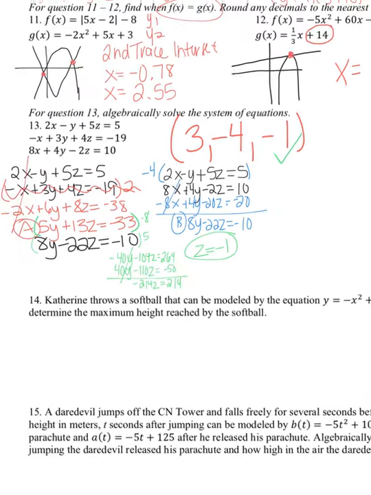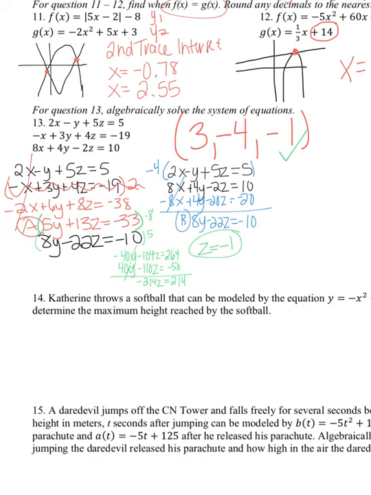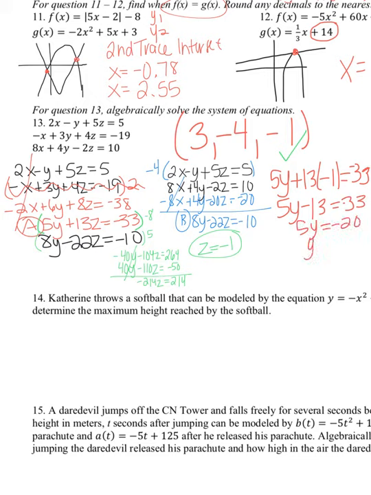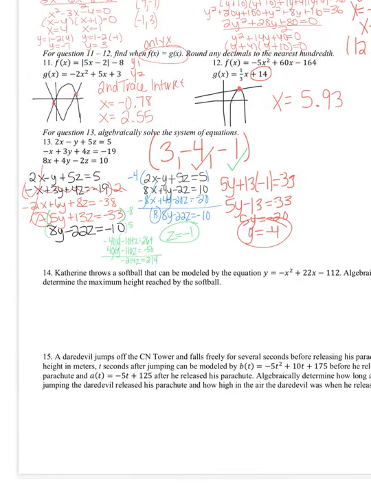So now I'm going to take my z equals negative 1 and plug it into either A or B. So if I plug it into A, this is 5y plus 13z equals negative 33. So 5y minus 13 equals negative 33. So that gives me 5y equals negative 20, and y is equal to negative 4. Y is equal to negative 4 also works. Okay, it matches what the calculator gave me.